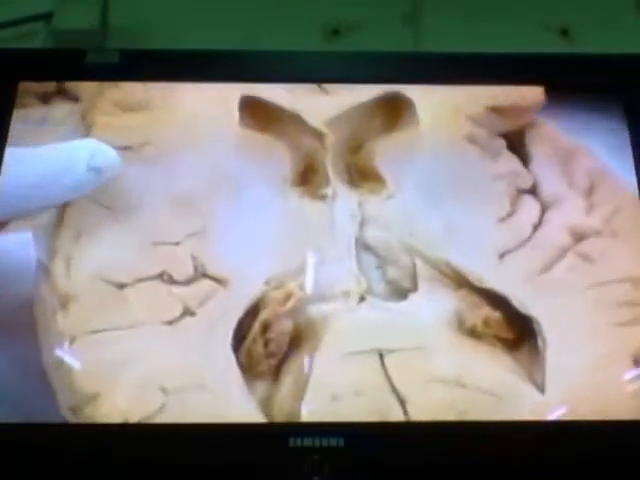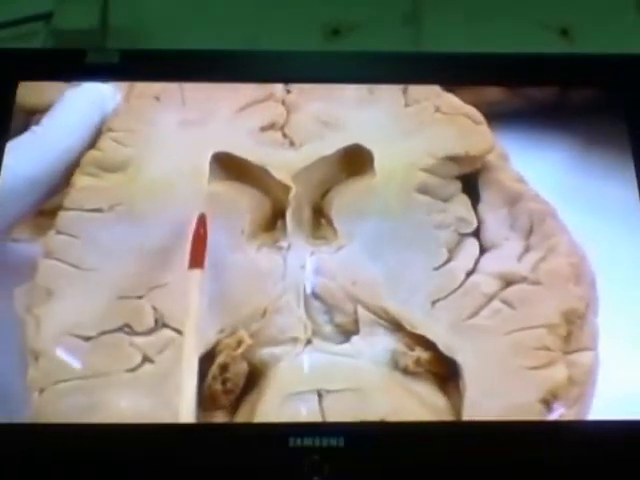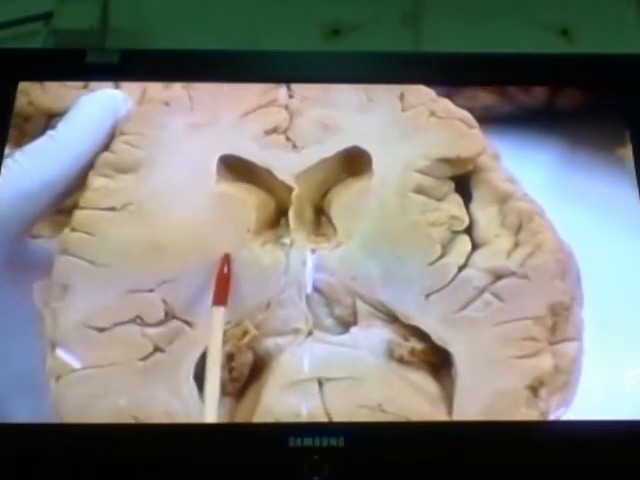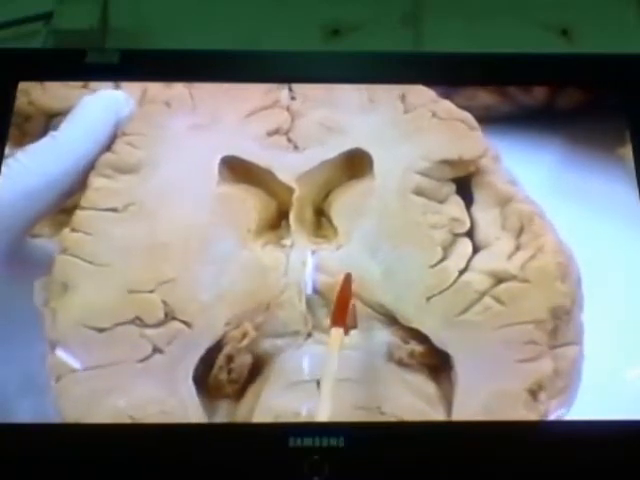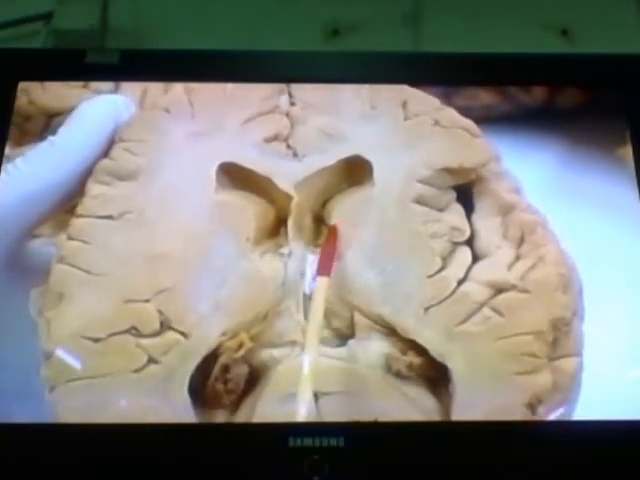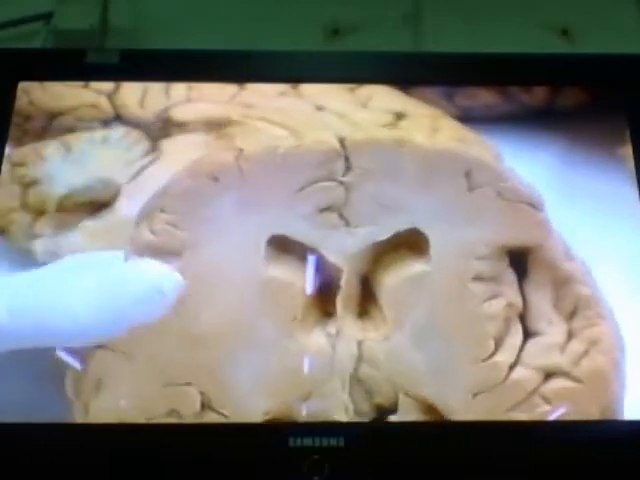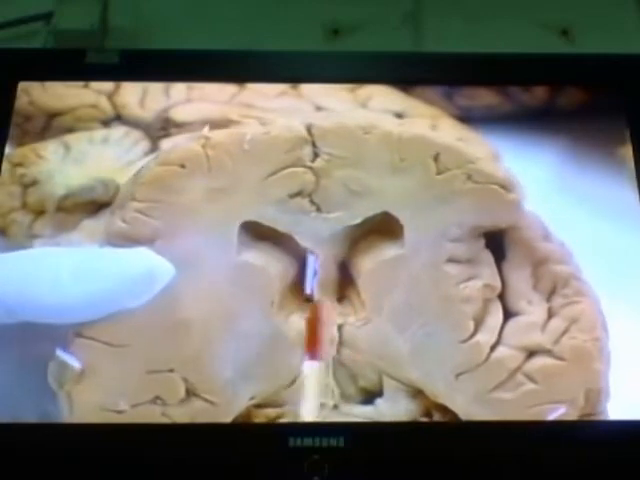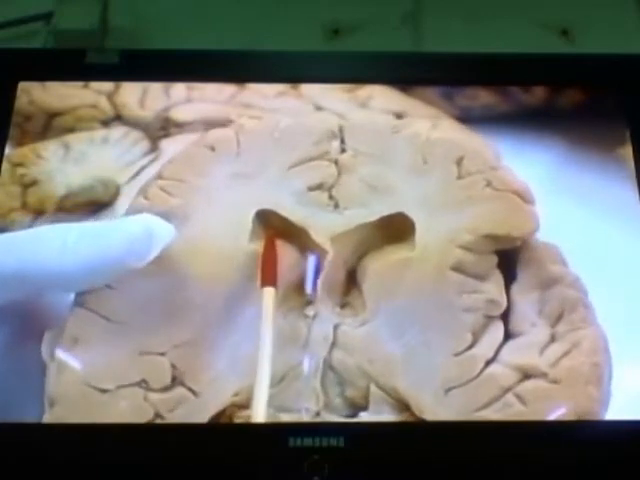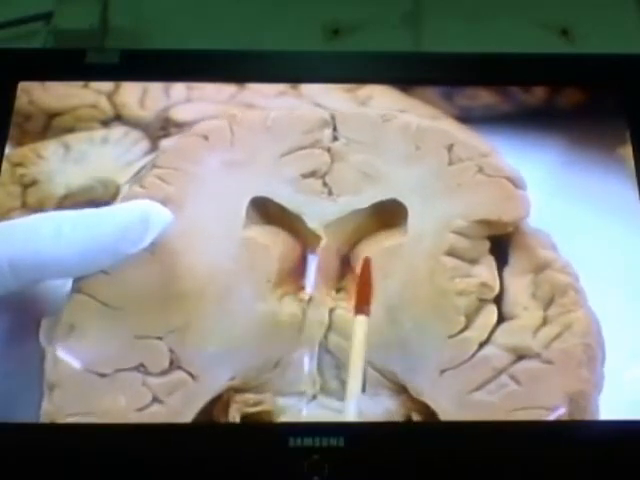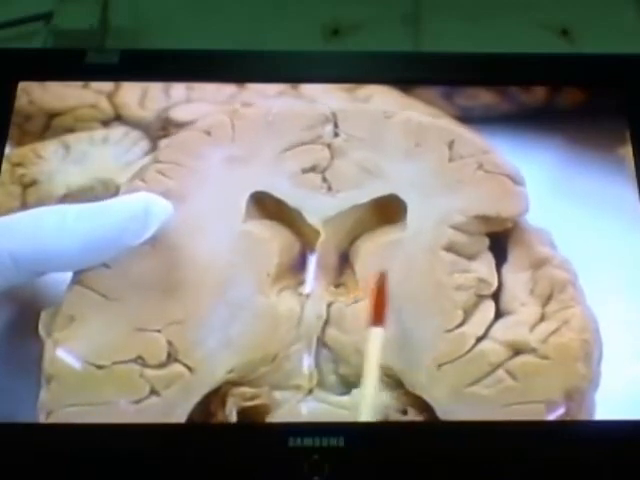This is a horizontal section, and there we see the internal capsule with the anterior limb and the posterior limb. That's the thalamus, the head of the caudate nucleus, and just a little bit of the lentiform. There you can see the two foramen of Monro on either side. That's the anterior horn of the lateral ventricle, and that's the head of the caudate nucleus.